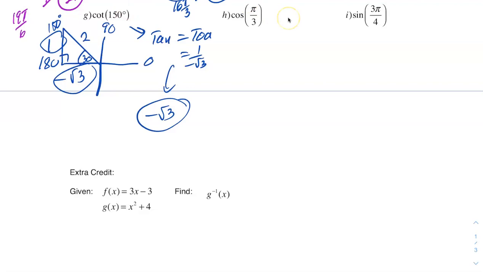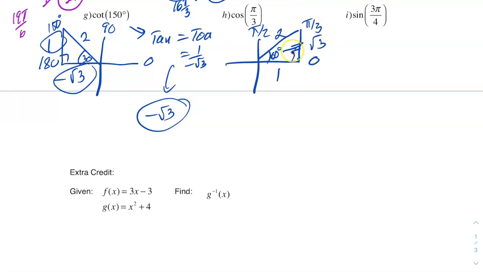Cosine of pi over 3. Remember, if there's no number on top, it's in quadrant 1. So here's pi over 2, here's 0. Pi over 3 is in quadrant 1. Anytime there's not a number in front, it's in quadrant 1, unless it's pi over 2, which is on the line. And then we go down to the x-axis, make a little triangle. Pi over 3 is 60 degrees. So we should know the opposite side is the big one, rad 3. Hypotenuse is always 2, and this is 1. You're in quadrant 1, so everything's positive. And then cosine, adjacent over hypotenuse.